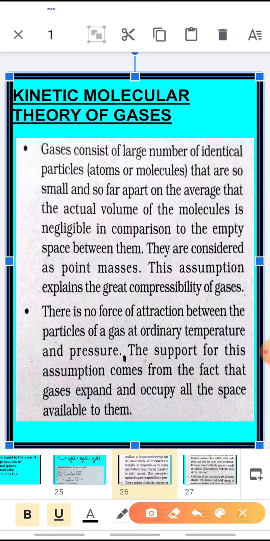The support for this assumption comes from the fact that gases expand and occupy all the space available to them. If we put the gas inside a container, the molecules of the gas are not exerting any force of attraction on one another, and if I open the lid of the container, all the molecules will go here and there. That means there is no force of attraction between the molecules.